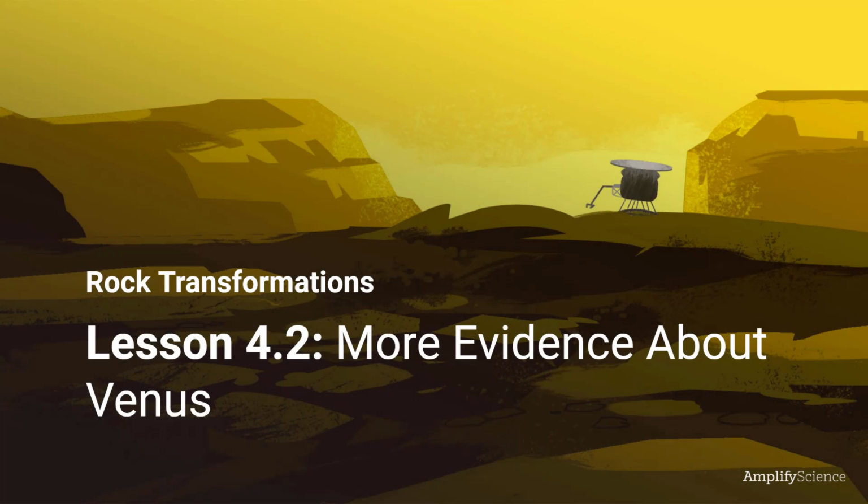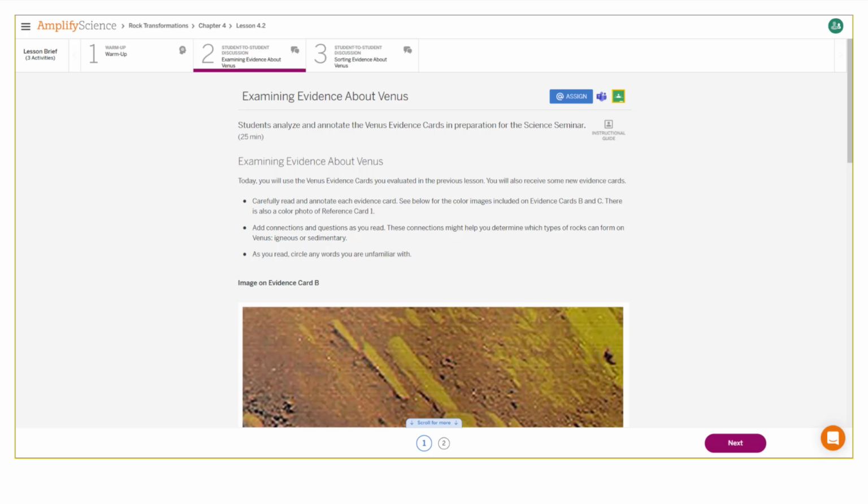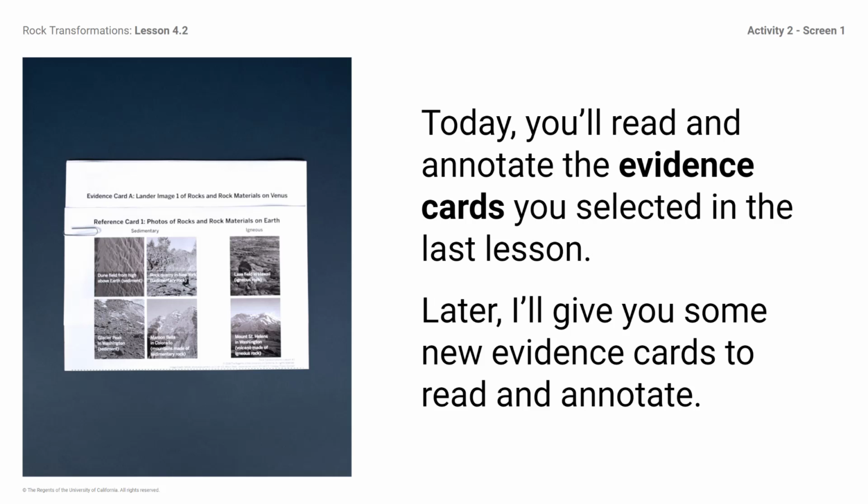Rock Transformations Unit, Lesson 4.2, More Evidence About Venus. Activity 2, Examining Evidence About Venus. Here's what your student screen looks like for this part of the lesson. Remember, we are trying to determine which types of rocks can form on Venus, igneous or sedimentary.